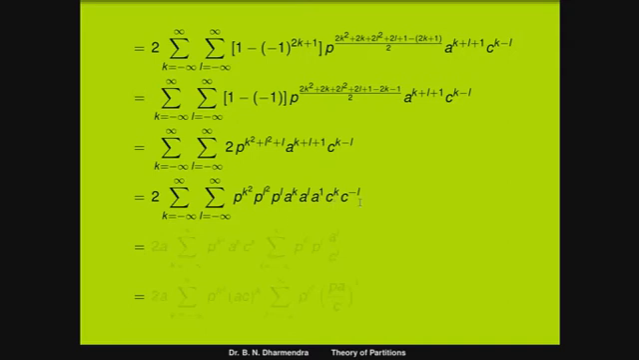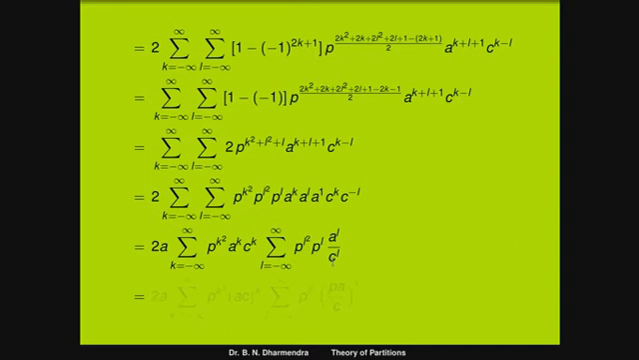That is equal to 2 times a into, you can collect the series of k, that is k running from minus infinity to plus infinity, p to the power of k square into a to the power of k into c to the power of k, and the collection of l on one side, the series l running from minus infinity to plus infinity, p to the power of l square into p to the power of l into a to the power of l divided by p to the power of l.